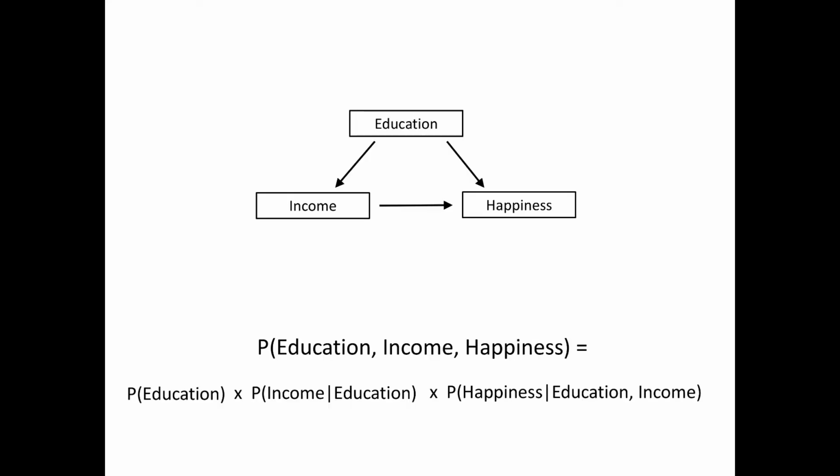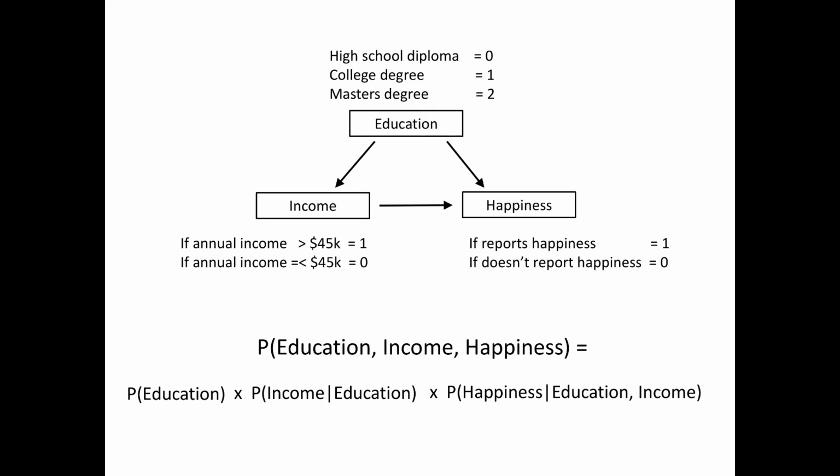In the previous graph, all the 3 variables were binary variables, taking 2 possible values, 1 or 0. But what if one or more of the variables have more than 2 categories? Consider the same castle model, but with the difference that the variable education can take 3 different values: 0 if the person has a high school diploma, 1 if the person has a college degree, and 2 if the person has a master's degree. The variables income and happiness remain the same.